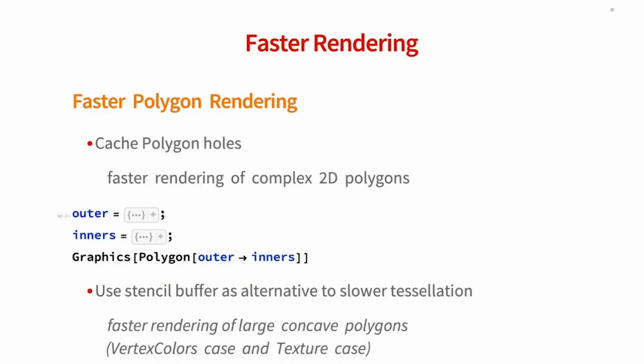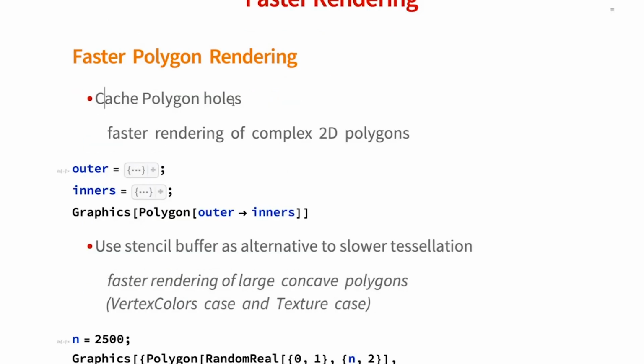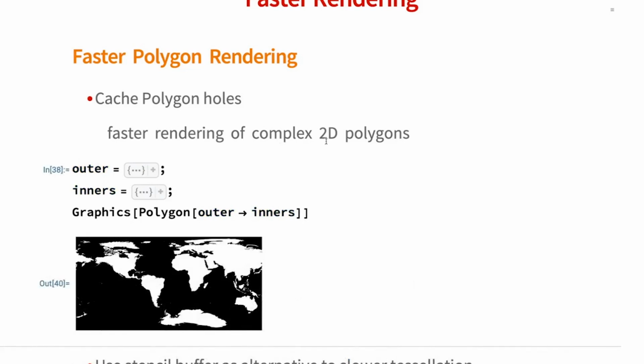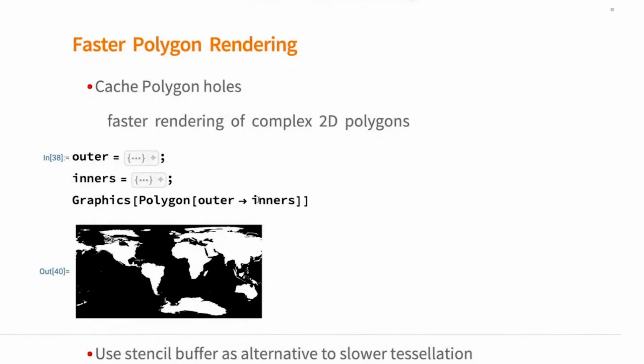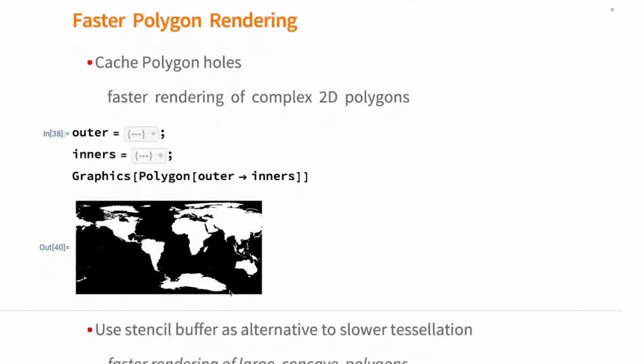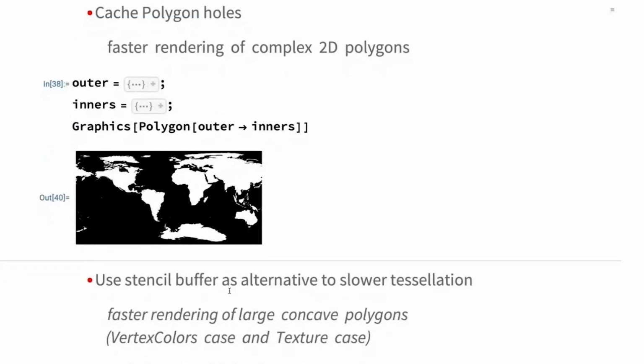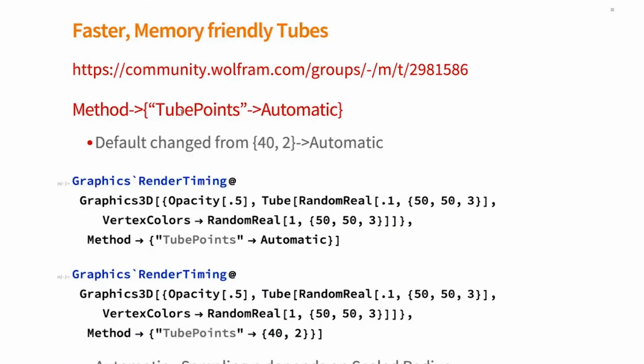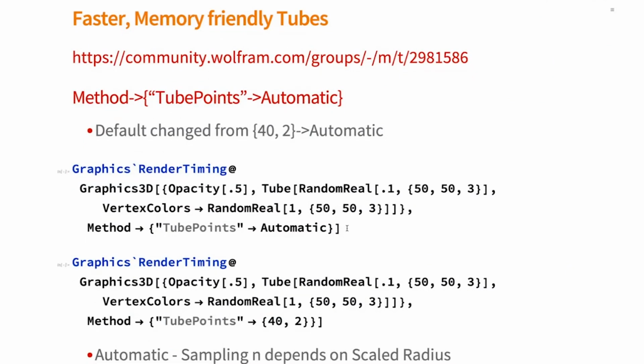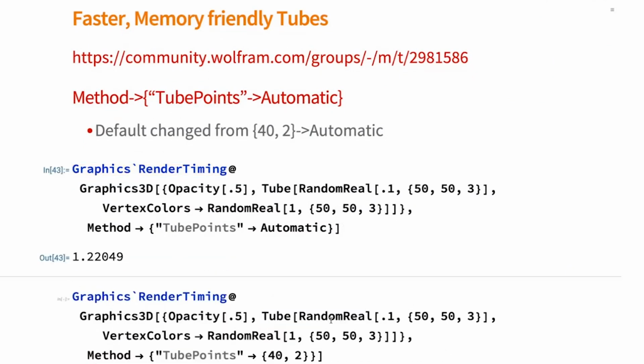We've also accelerated rendering of things like polygons and tubes. We cache the polygon holes to speed up the rendering of complex 2D polygons. So for instance, in this case, where there are polygon holes, they get cached and then they can quickly be reused. That speeds things up. There's a two points method option. Basically, this speeds up rendering a lot.